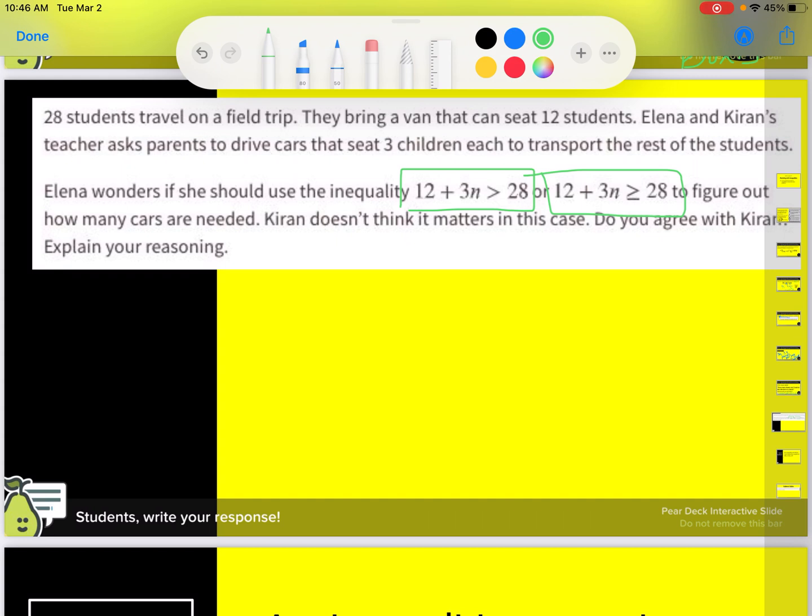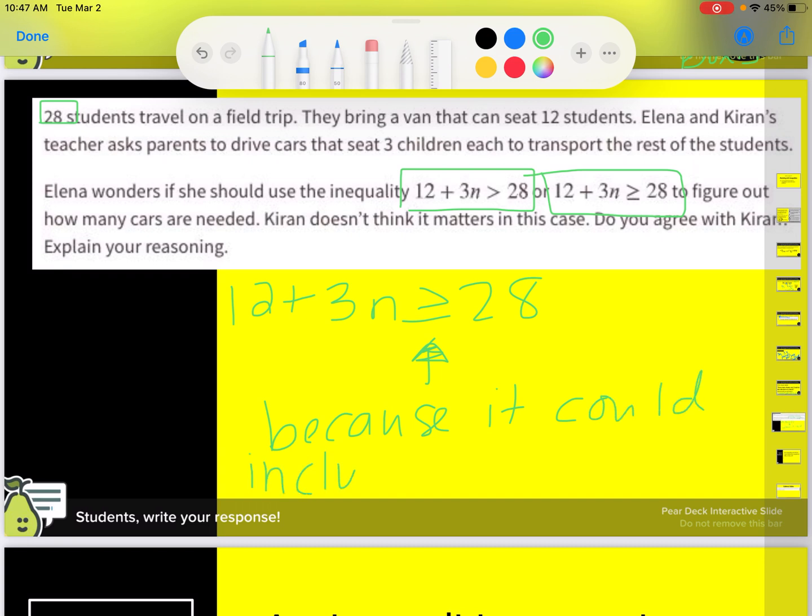Well, it says that you need 28 students. So if we're trying to figure out 28 students, we could have the right number of vehicles to be exactly equal to 28 students. So 12 plus 3n is greater than or equal to 28. The reason why it's this way is because it could include exactly 28 students.